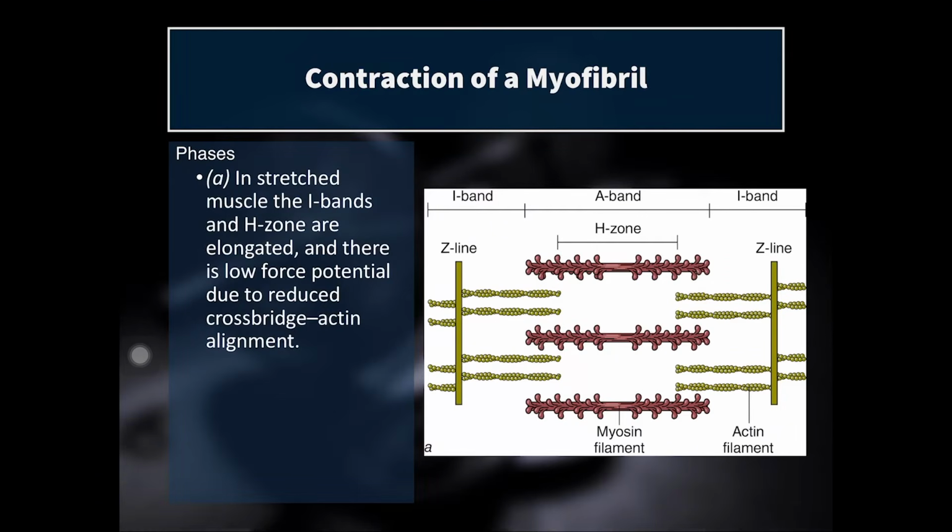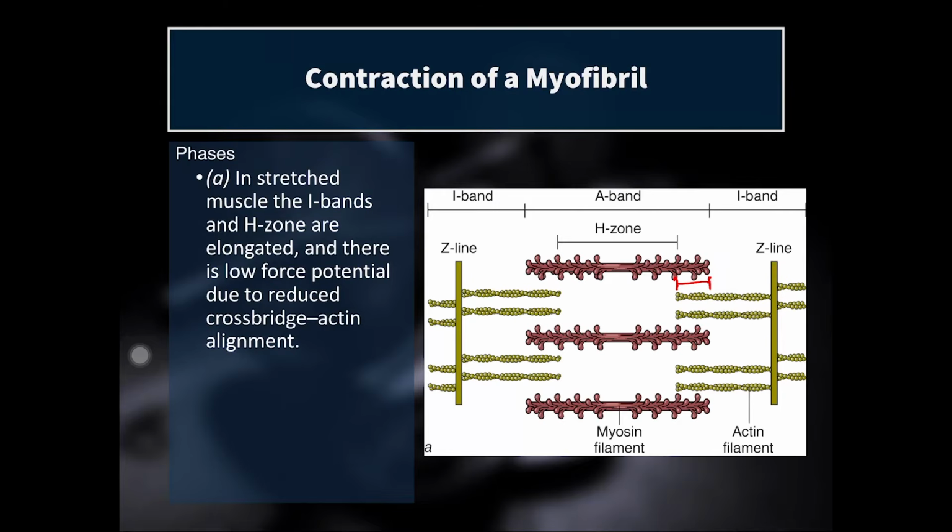Now, let's take another look at it, going step by step through the contraction of a myofibril. So in this first phase, we'll just call this A, this is a stretched muscle, and the I bands and H zones are elongated because there's not very much overlap between the myosin and actin filaments. Okay, that's the overlap. So the I band, which is only actin filaments, and the H zone, which is only myosin filaments, those are stretched out.